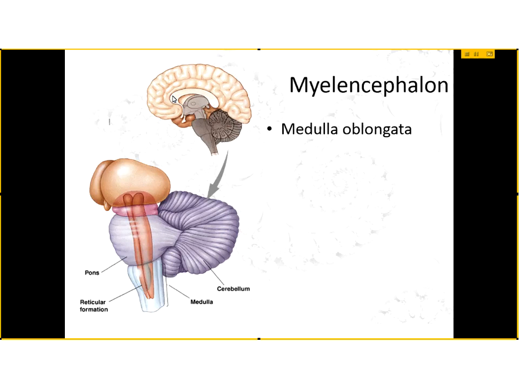Within the myelencephalon, we're now moving from the metencephalon into the myelencephalon. The one structure we'll focus on is the medulla oblongata, portions of which contain the reticular formation. So the medulla oblongata plays a really important role in regulating respiration, so breathing, and heart rate. So those very basic functions.